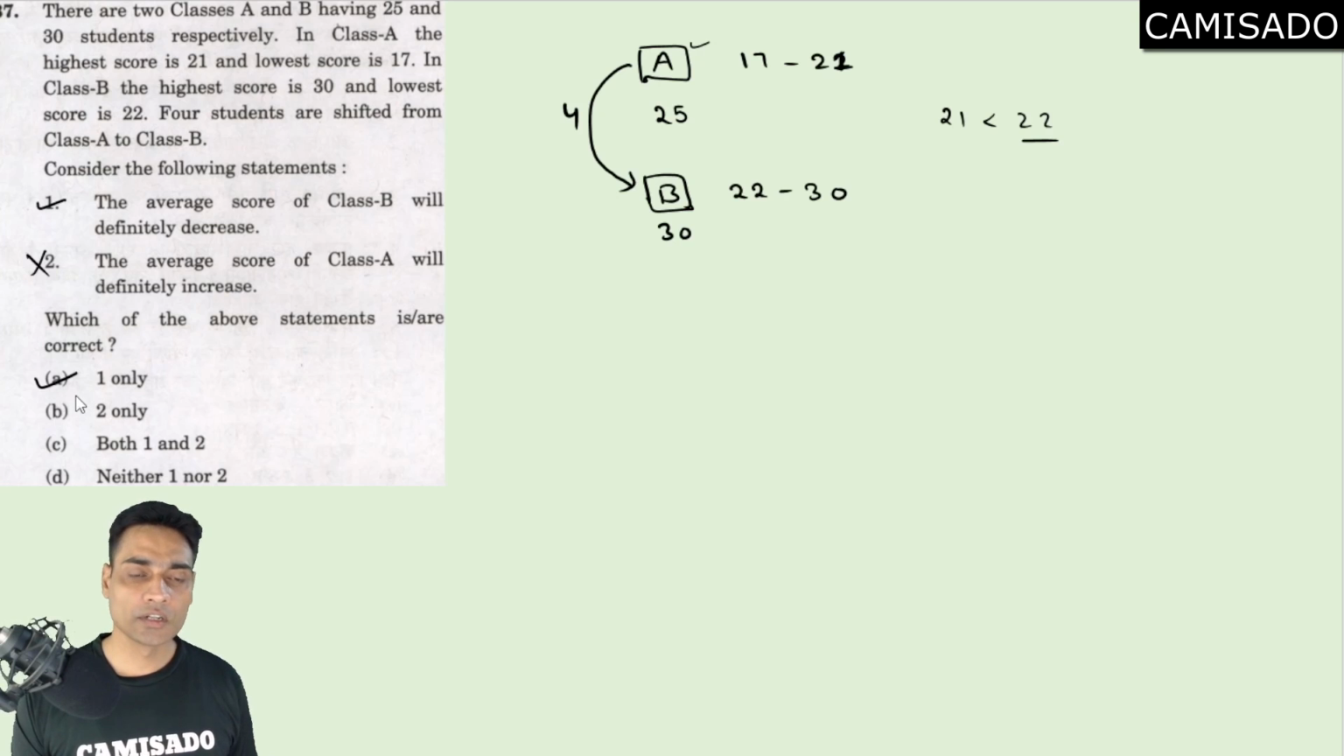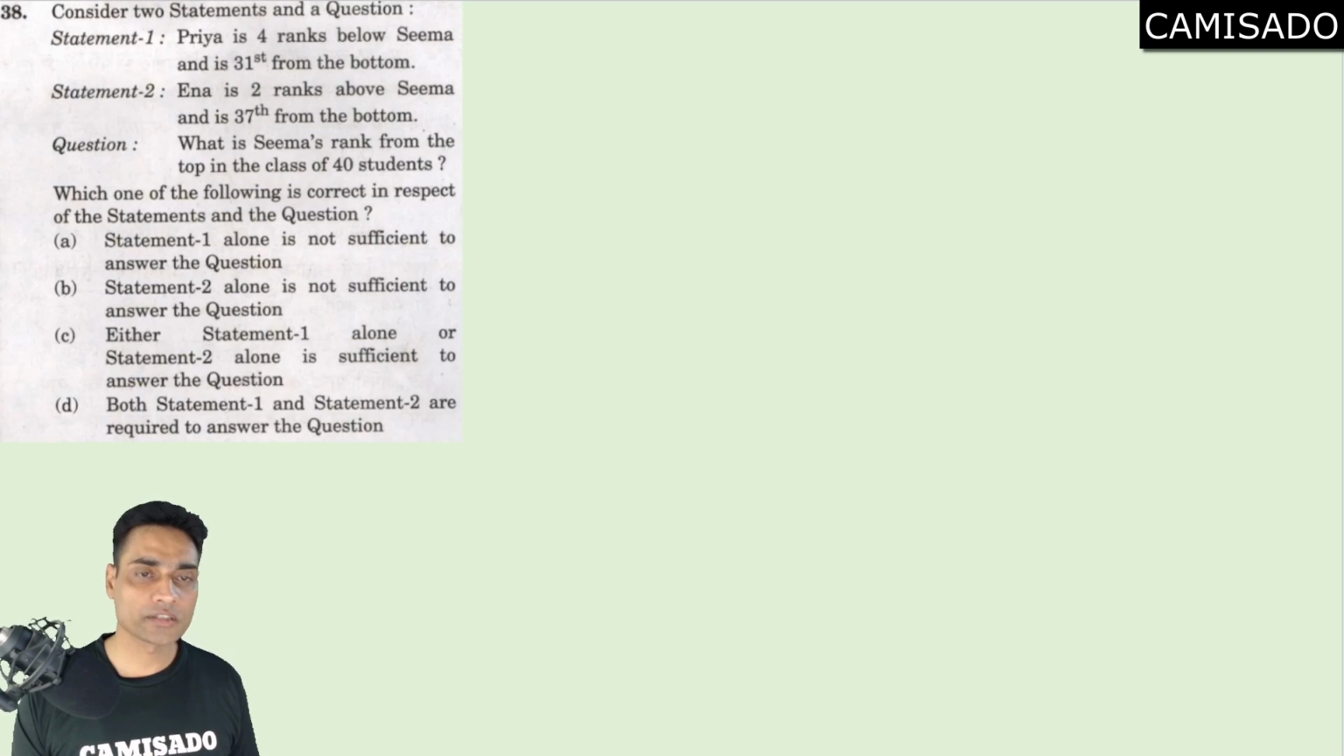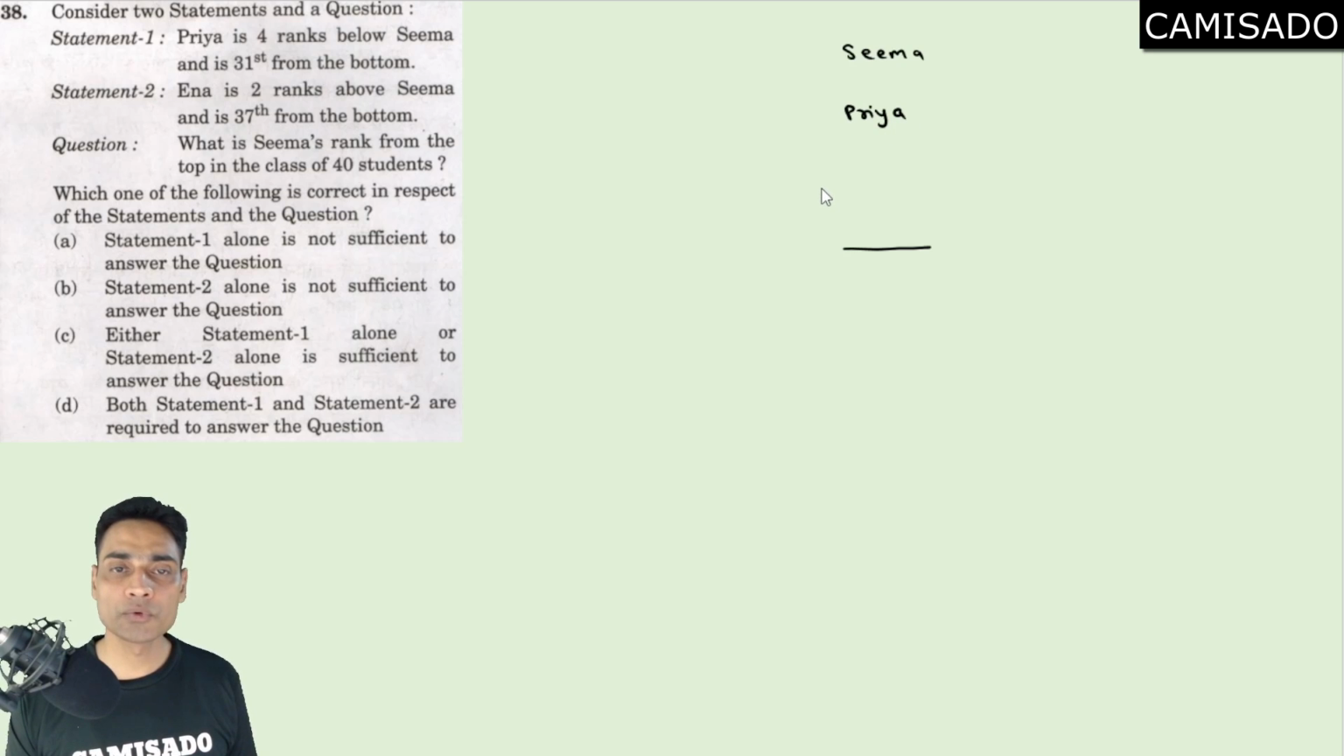Now next. So A is the right answer here. Priya is 4 ranks below Seema and is 31st from bottom. So this is the bottom basically. Below Seema. Priya is 4 ranks below Seema. So here is Seema and here is Priya.